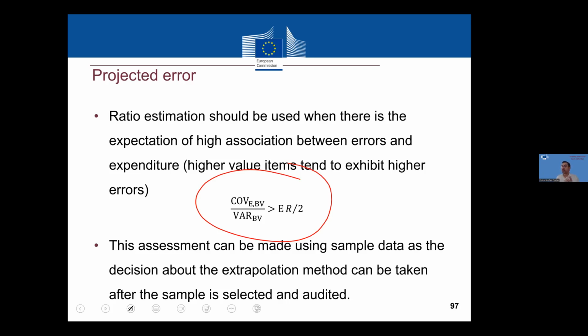An example of ratio estimation? I don't know what you mean by an example. Sorry, guys, from time to time I tend to look at the chat and answer some questions.